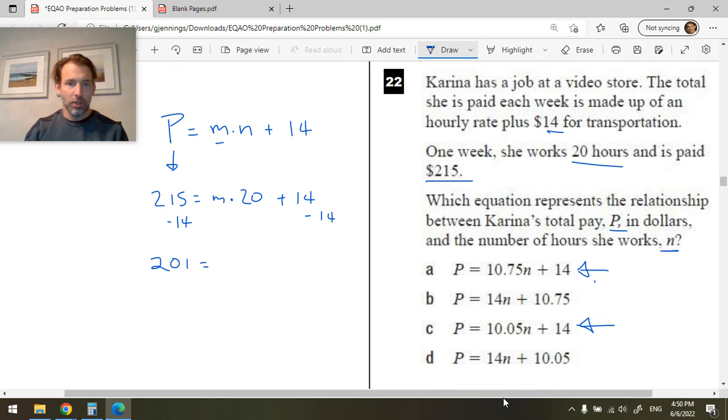201 is equal to 20m. Okay, m times 20 is the same thing as 20m. Just let me do it that way. All right. Divide both sides by 20, and it really looks like number C is correct. Okay. $201 divided by 20 is $10.05 is equal to m.